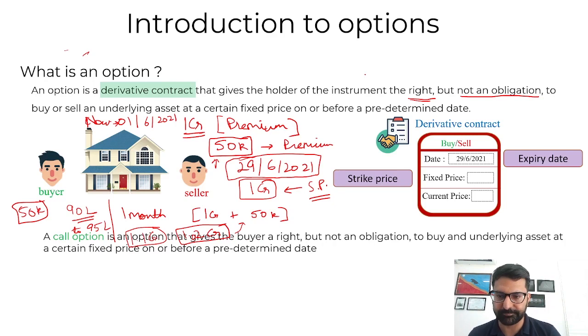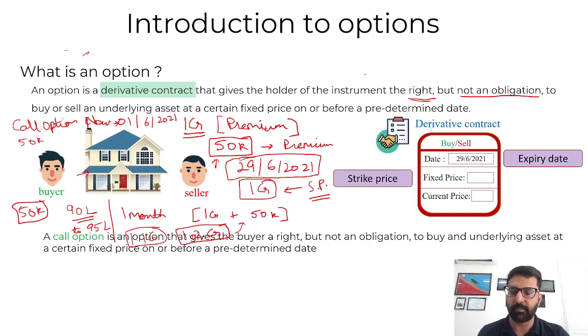This definition is clear. Now, what's a call option? A call option is an option that gives the buyer a right, but not an obligation, to buy the underlying asset at a certain fixed price on or before a predetermined date. So, same thing that we discussed. In this case, the type of contract that is happening between the buyer and the seller is what you can call a call option, right? Where the buyer is saying that I'm giving a premium of 50k to buy this particular property, and the strike price here is 1 CR.